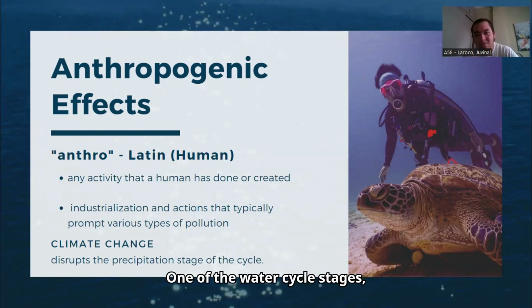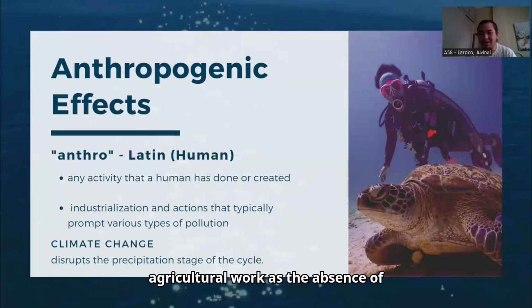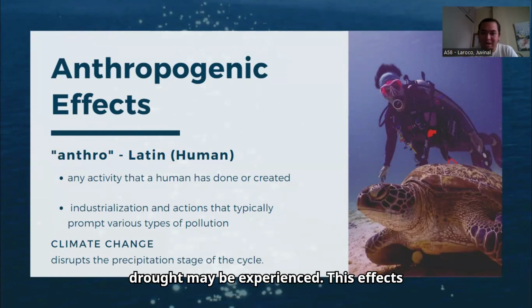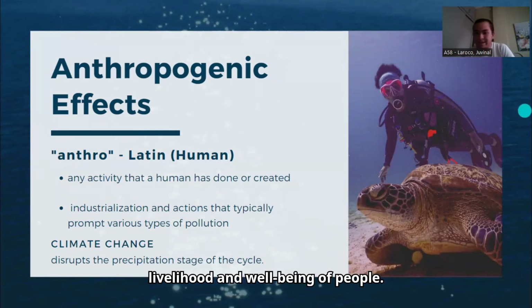One of the water cycle stages, transpiration, will be affected when deforestation occurs. Cutting or clearing trees disrupts transpiration because of the trees' declining water vaporing activities. Due to this, rain or any of the sort will lessen, which can affect agricultural work, as water can be overdue, and drought may be experienced. This affects not only the environment but also the livelihood and well-being of people.